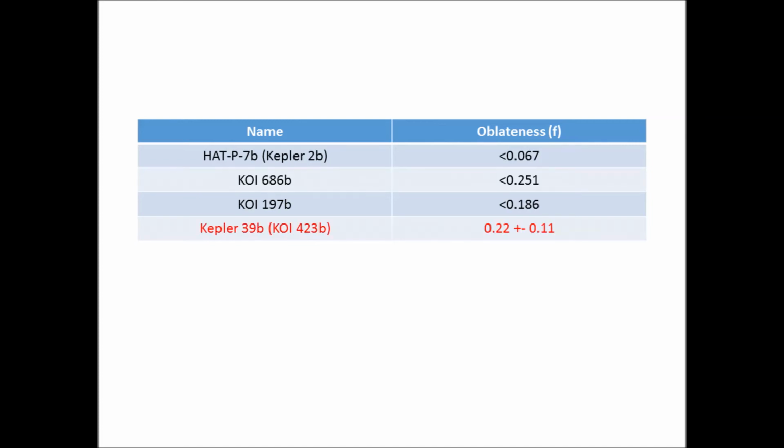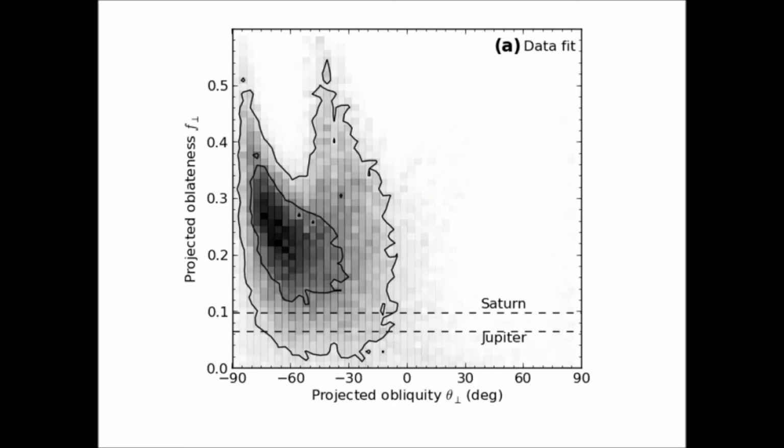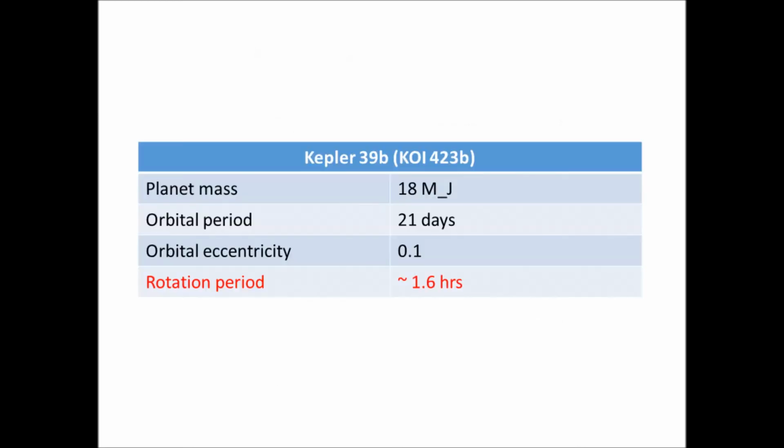We also report a tentative detection for the oblateness of the 18 Jupiter mass brown dwarf Kepler 39b to be 0.22 plus or minus 0.11. Because of the strong correlation with the projected oblateness, we cannot constrain the projected spin obliquity very well, but the posterior shows that the planet's spin should be highly inclined with respect to its orbital plane. Given the long orbital period of 21 days and an eccentricity of 0.1, such an oblateness, if real, is likely to be induced by rapid rotation.